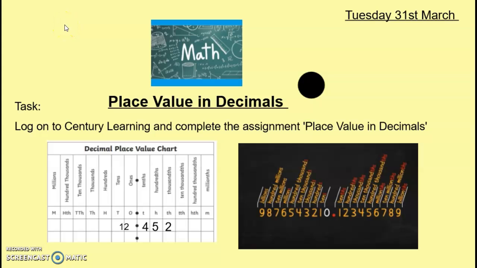Today in maths, you are going to be looking at place value in decimal numbers. So, a decimal number is any number that has a decimal point in it, like this. Let's look at our place value chart to remind ourselves. The decimal point is here.